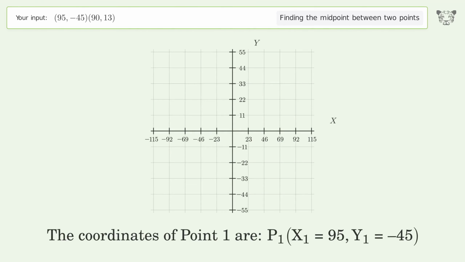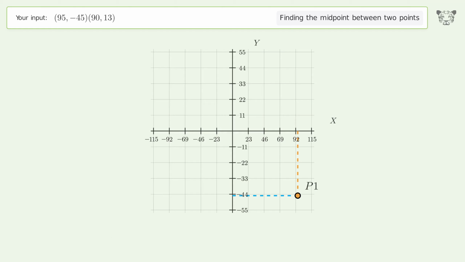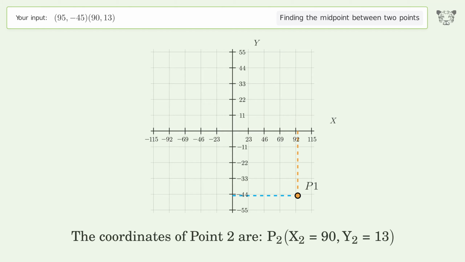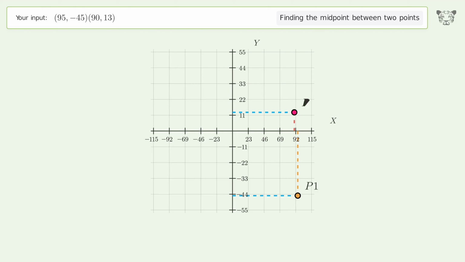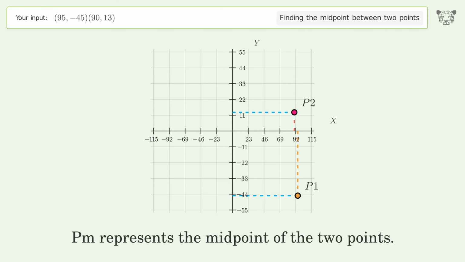The coordinates of point 1 are x1 equals 95, y1 equals -45. The coordinates of point 2 are x2 equals 90, y2 equals 13. PM represents the midpoint of the 2 points.